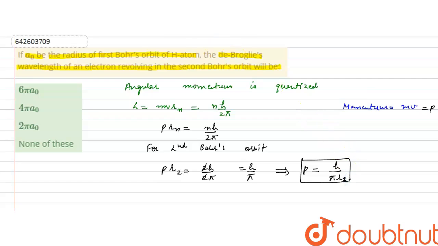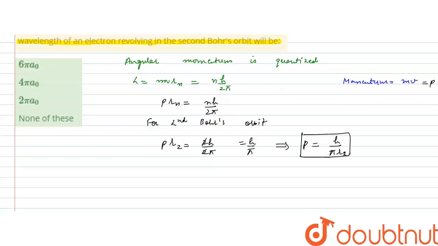Now the de-Broglie wavelength is related to momentum as lambda is equal to h upon mv, or h by p. This is the de-Broglie wavelength. Now if we put lambda is equal to h by p, where p is h upon pi r2, then h by h upon pi r2, so h will get cancelled and 1 upon pi r2 will go in the numerator, and we get lambda is equal to pi r2.